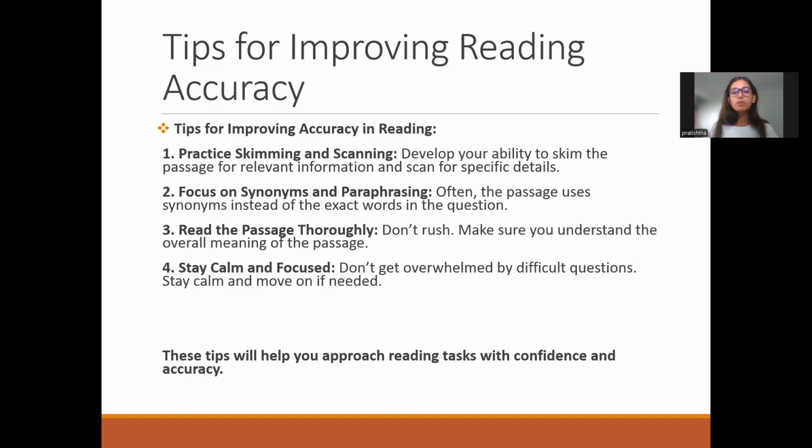So there are some tips for improving accuracy. Practice skimming and scanning. Again, the more practice you will do of reading, skimming, and scanning, the more information you will be able to retain. Focus on synonyms and paraphrasing. Again, synonyms are super important. Vocab is really important. Paraphrasing and finding keywords is important, right?